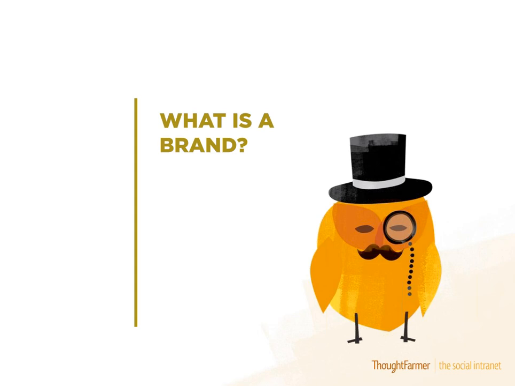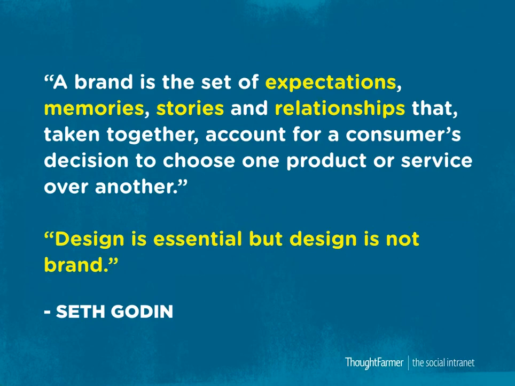So let's start by defining brand. There's a lot of different definitions out there, and if you look at a lot of the old school style textbook definitions, they mostly talk about symbol, logo, colors. I prefer this definition by Seth Godin. He's a pretty well-known blogger and author for marketing materials. He says a brand is a set of expectations, memories, stories, and relationships that, taken together, account for a consumer's decision to choose one product or service over another.